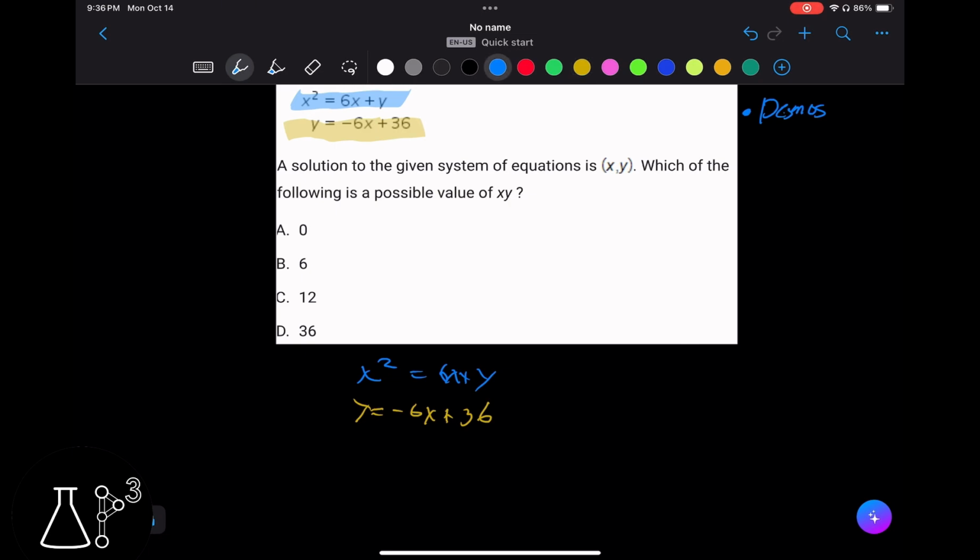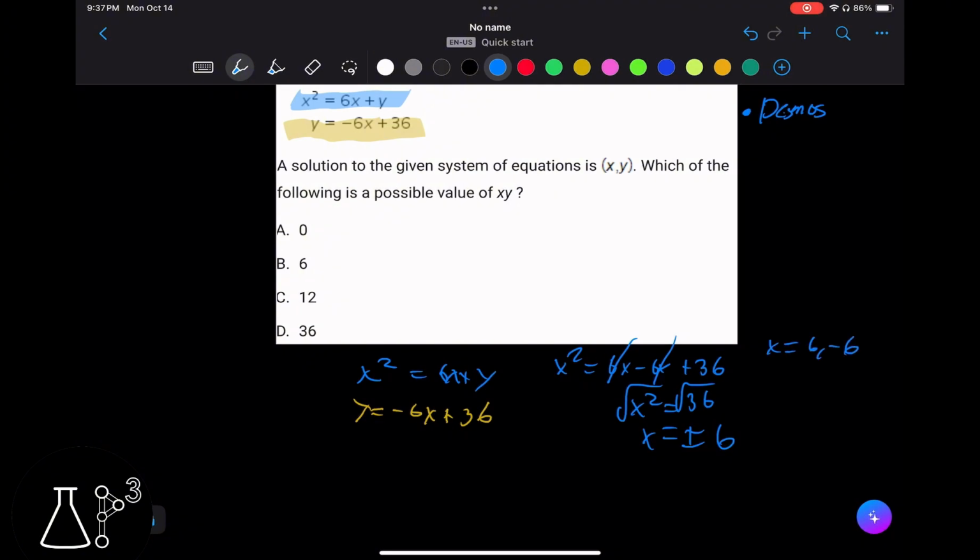So if I plug in y to the first equation, I'm going to get x squared equals positive 6x minus 6x and then plus 36. All I did was plug in y in this first equation. So 6x minus 6x just equals 0. So that cancels out, and I'm left with positive 36. So I get x squared equals 36. And if we take the square root on both sides, I get x equals positive or minus 6. So x equals 6 or negative 6.